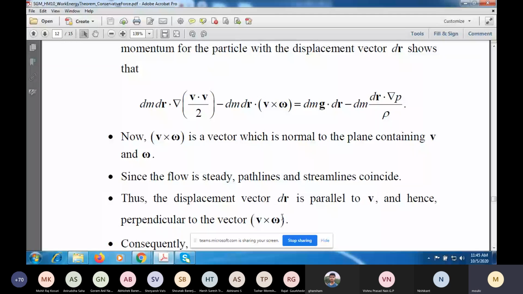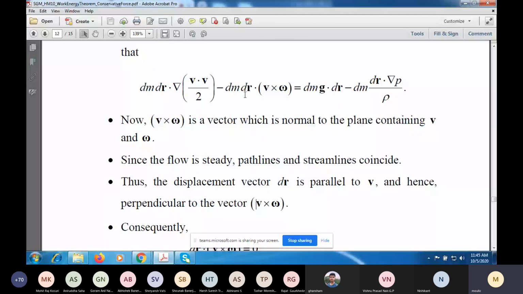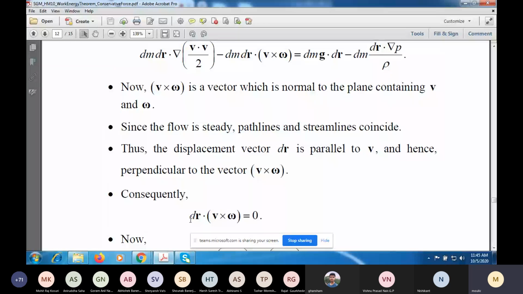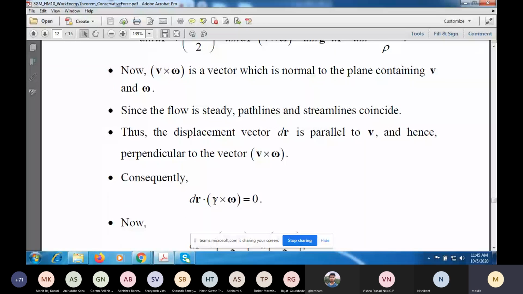Okay. So in other words, dr is V dt and V dot V cross omega is 0. Okay. So dr dot V cross omega is 0 in this case. So note that this is valid because dr is the displacement of the particle, not any arbitrary dr. So it is in the direction of the velocity V. Okay. So the middle term is 0.